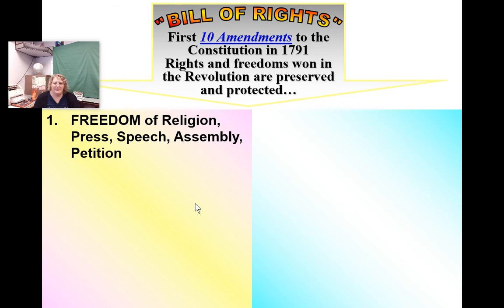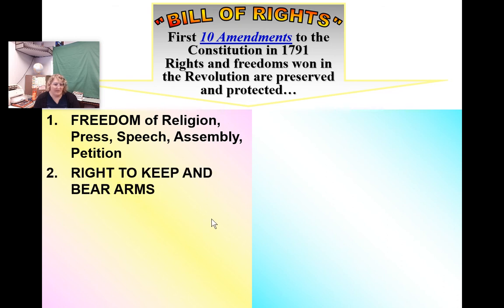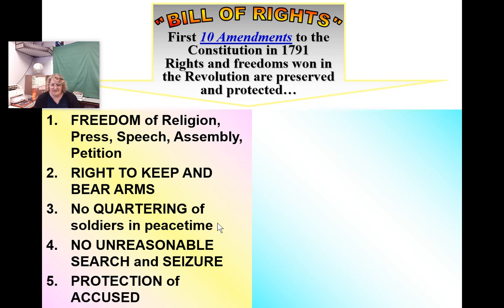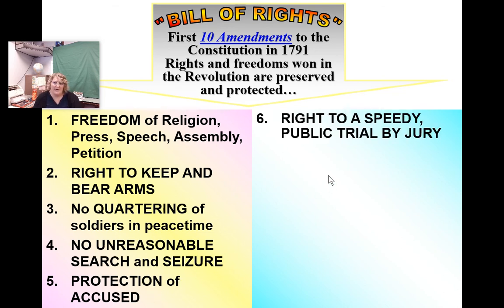But we have freedom of religion, press, speech, and assembly, and petition in the first one. Right to keep and bear arms, no quartering of soldiers, no unreasonable search and seizure. Number 5, protection of the accused. This is due process, right? The courts need to follow processes and rules when they charge somebody and arrest somebody and then put them on trial. Right to a speedy and public trial by jury.